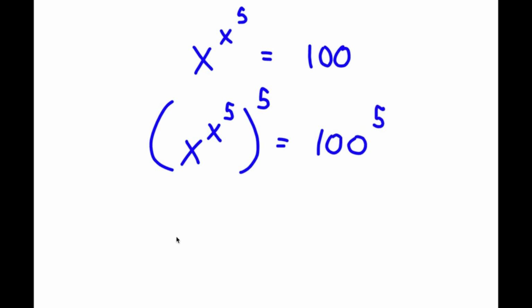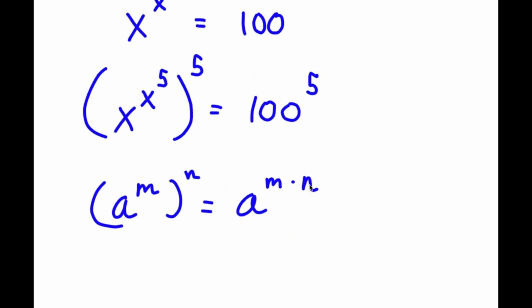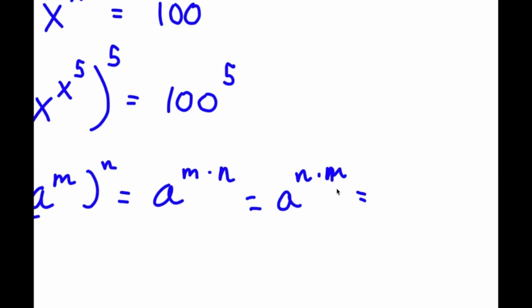Now, if I have something in the form a to the power of m to the power of n, this is the same thing as a to the power of m times n. And m and n, you can change the place of these two, so this is the same thing as a to the power of n times m. Now, if a to the power of m to the power of n is equal to a to the power of m times n, then a to the power of n times m should equal a to the power of n to the power of m.